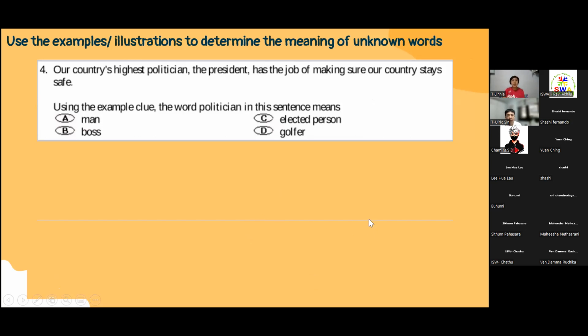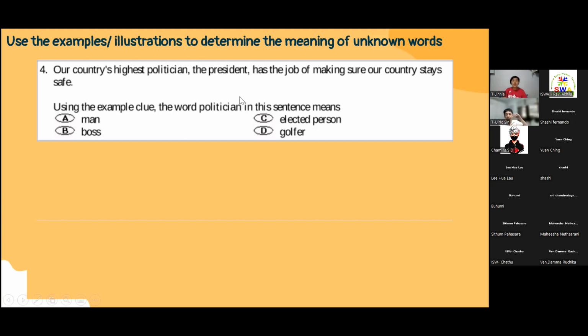Anyone wants to read this for me? This is so difficult, because there are many, many difficult words here in one sentence. Anyone wants to try and read for me? I see that Ben Dharma is back. Ben Dharma, do you want to try and read this? Our country's highest politician, the president, has the job of making sure our country stays safe. Very good. Thank you, Ben Dharma.